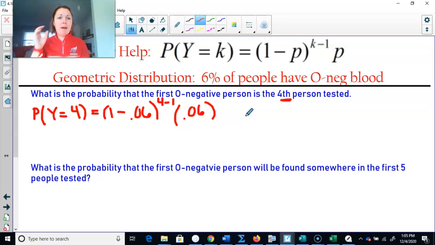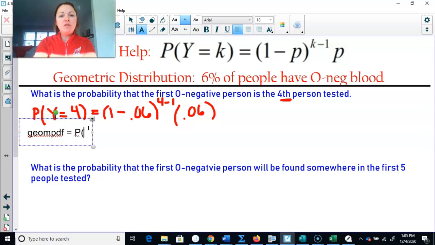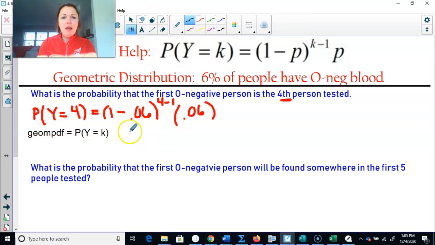Now it does get a little more complicated. We could just go ahead and type this in our calculator, but I also want to show you how to use a geometric PDF, Geom PDF. We can get Geom PDF from our calculator, guys, and that works for all things when we have Y is equal to K, whenever we have an equal to. So what we can do is go into our calculator for this problem and say the probability that capital Y equals 4.